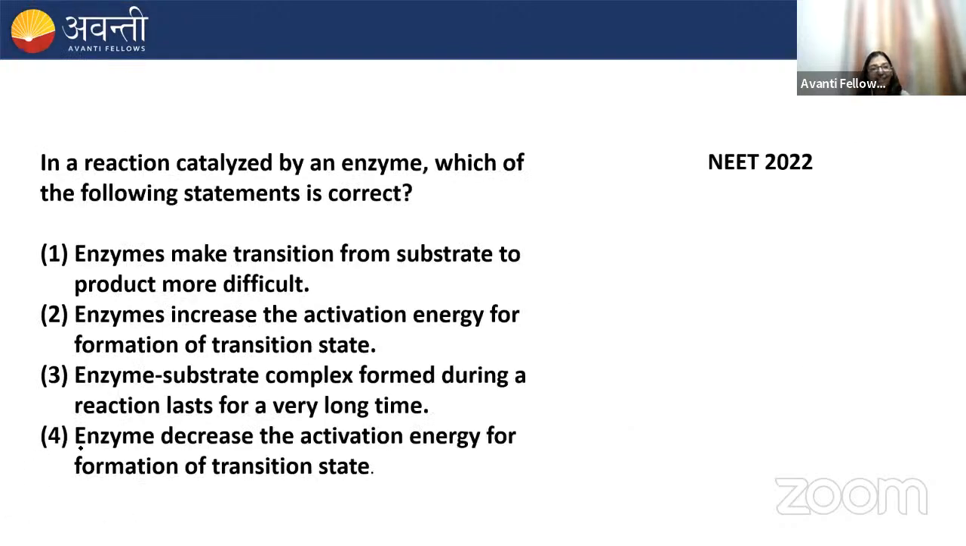Next question says, in a reaction catalyzed by an enzyme, which of the following statements is correct? Option 1 is enzyme makes transition from substrate to product more difficult. Option 2 is the enzyme increases the activation energy for formation of transition state. Option 3 is the enzyme substrate complex formed during a reaction lasts for a very long time. Option 4 is the enzyme decreases the activation energy for formation of a transition state. And the question is asking about the correct statement.